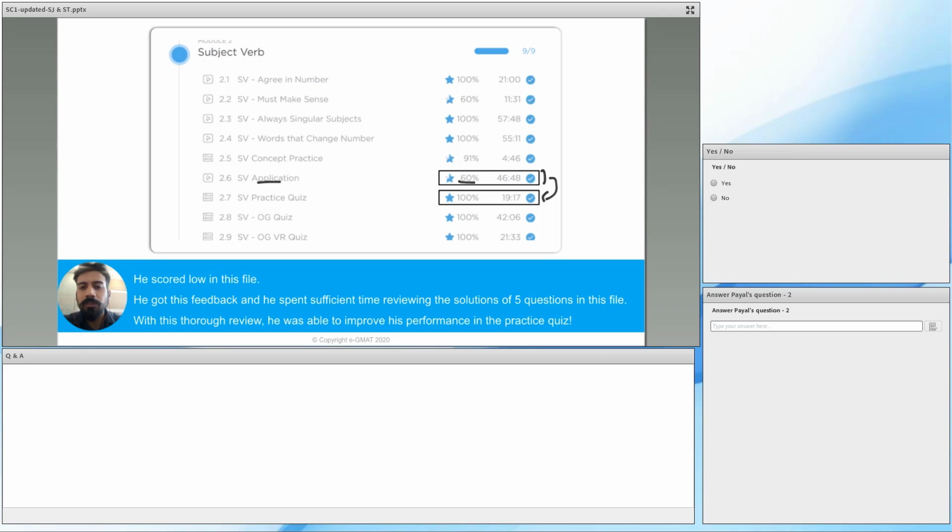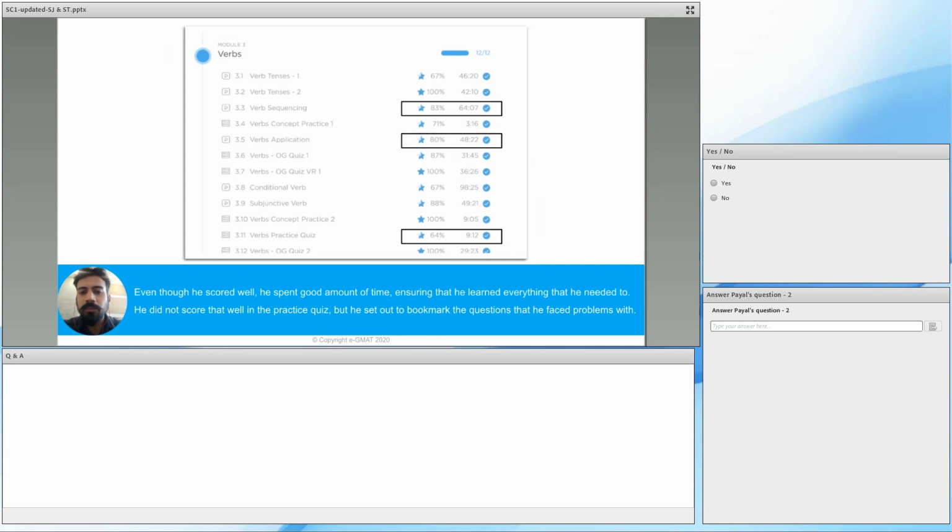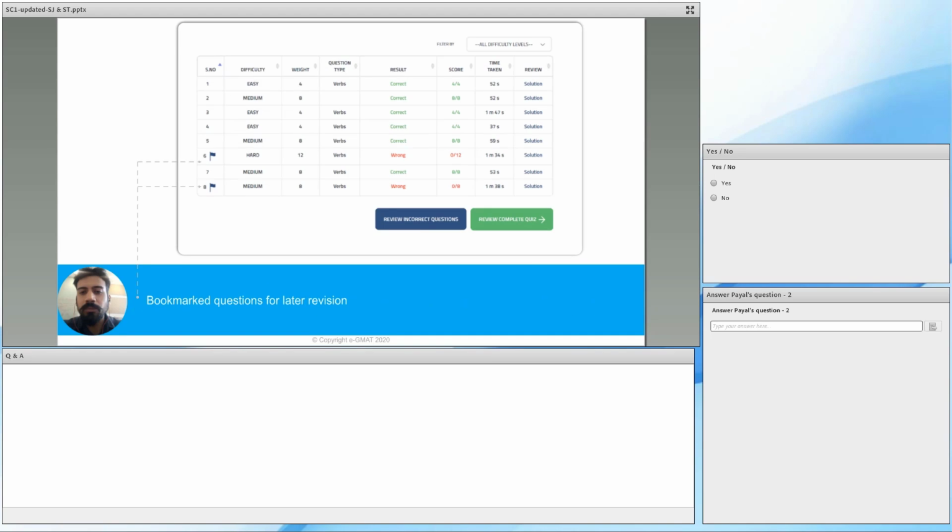We call these good habits. The more good habits that you bring into the picture, the better it becomes for you to get to that 90th percentile, and the quicker it becomes. Right, and if you can see here, whenever he scored low, he took a lot of time to analyze. Now in this quiz, you can see that he only scored 64 percent. So let's see what he did in this quiz.